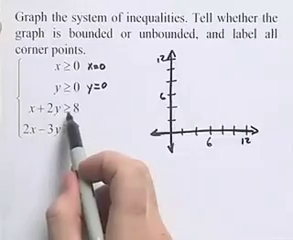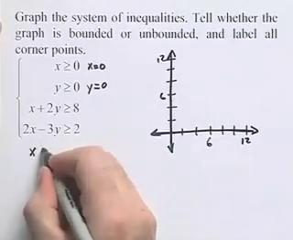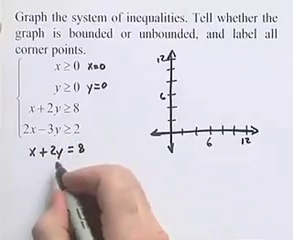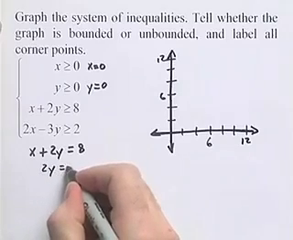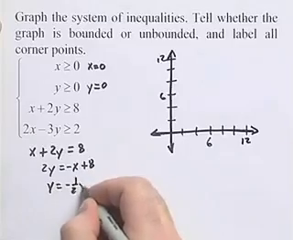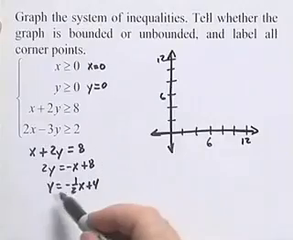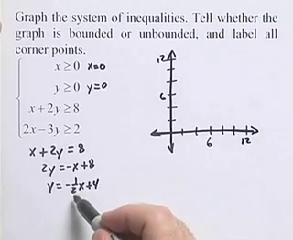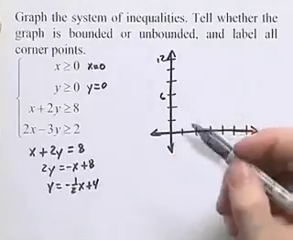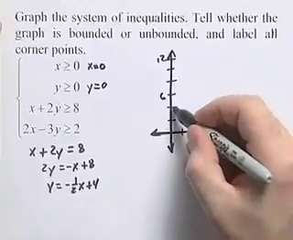We're going to move on to our next inequality. X plus 2y is greater than or equal to 8. So again, we'll treat that as an equation. Set that equal to 8. And we're going to solve for y. So 2y is negative x plus 8, or y is negative 1/2 x plus 4. Our inequality is not strict, so we're going to graph the line y equals negative 1/2 x plus 4 with a solid line. We need a couple of points, so we'll go ahead and let x equal 0. If we do that, we get 4.